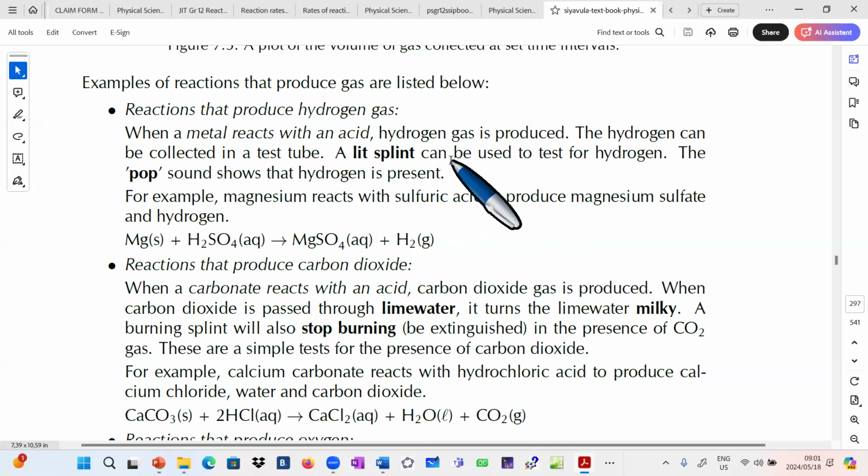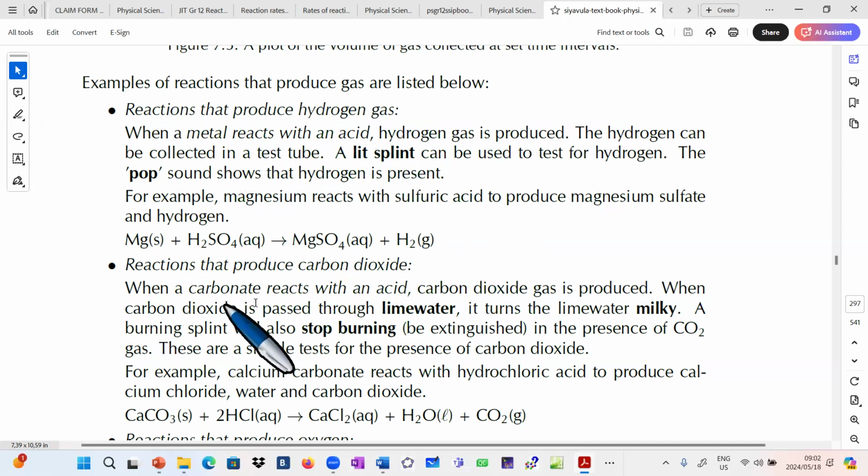Now, a lit splint can be used to test for hydrogen. The hydrogen can be collected in a test tube. The pop sound shows that hydrogen is present. So if you suspect hydrogen is in the test tube, you present your lit splint there, and if it produces a pop sound, then you know there's hydrogen present. For example, magnesium reacts with sulfuric acid to produce magnesium sulfate and hydrogen. So you can put magnesium into sulfuric acid and you'll get magnesium sulfate and hydrogen. This is an example of a reaction that produces hydrogen gas.